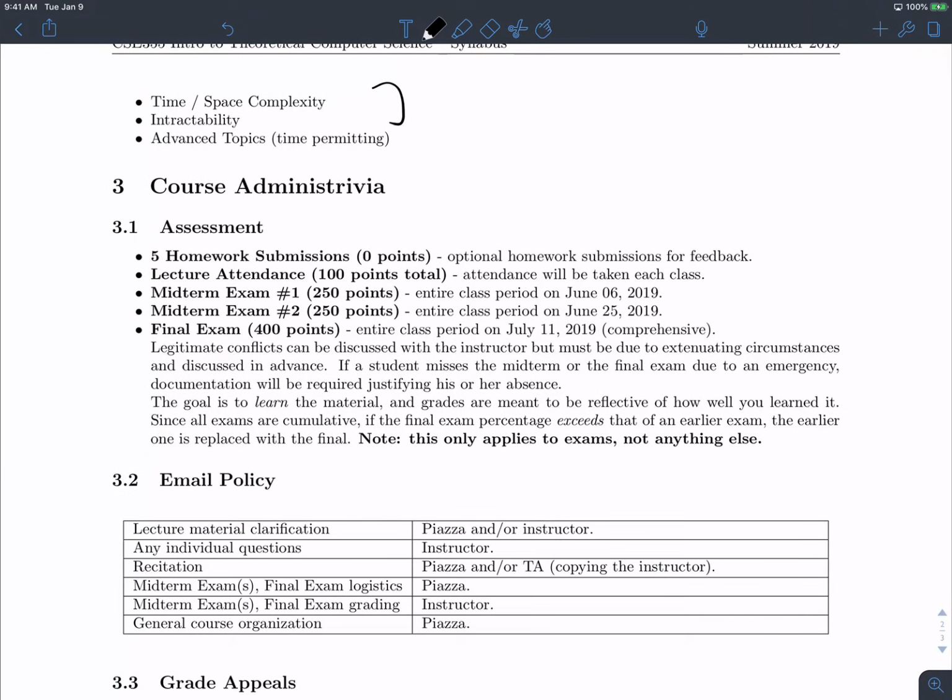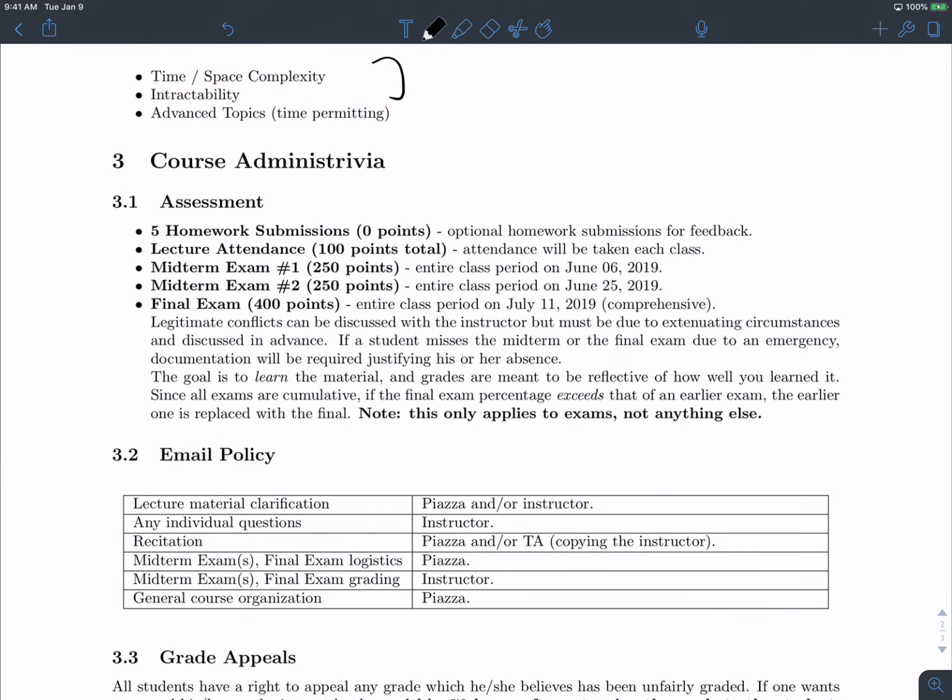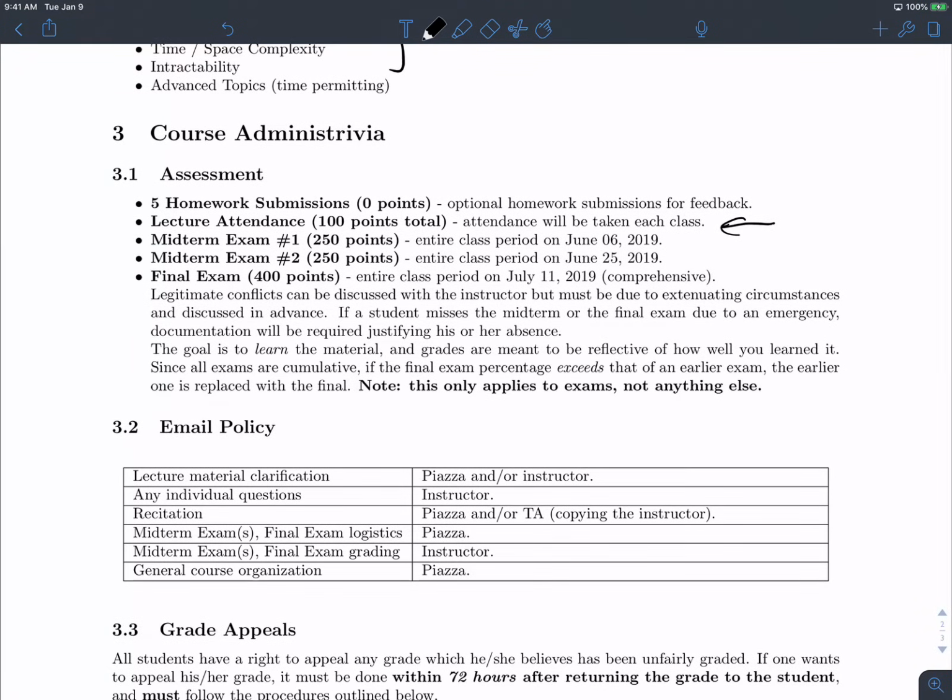Okay, so someone asked about assessment type stuff. So the main things for assessment are basically come to class, please. So those 100 points should be super easy to get. And then we'll have 3 tests, 1 on the 6th, 1 on the 25th, and then 1 on the last day.